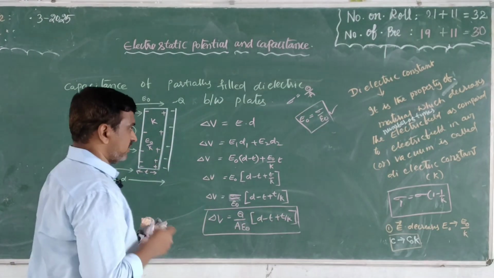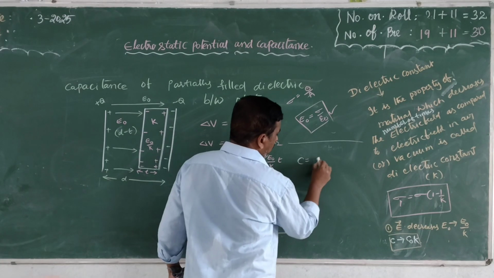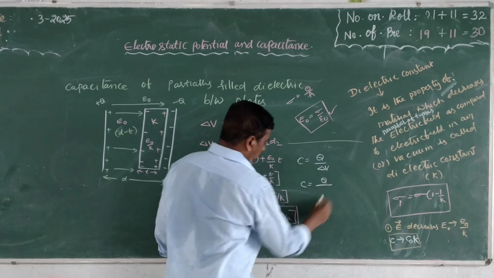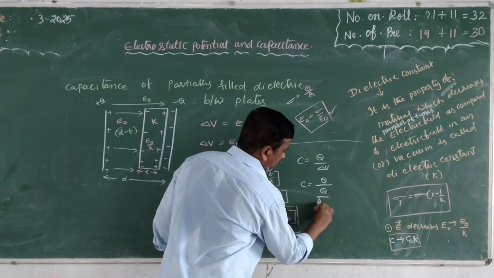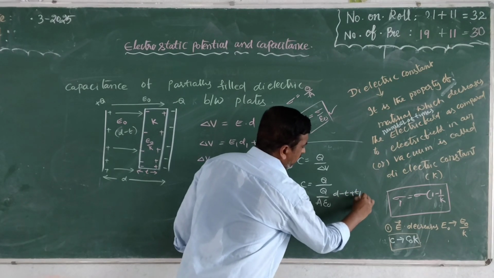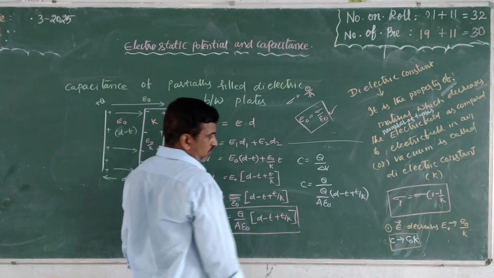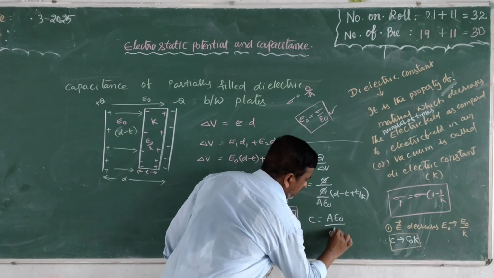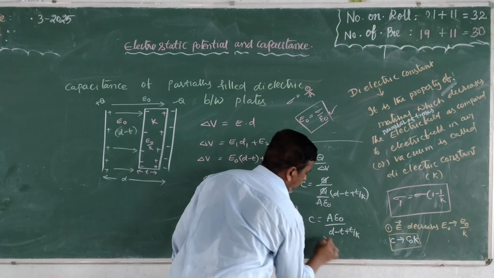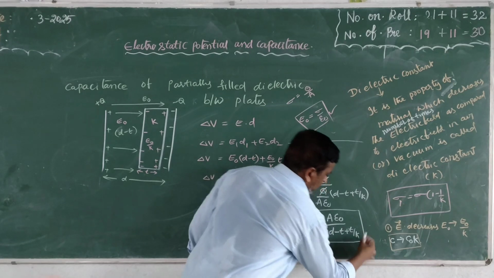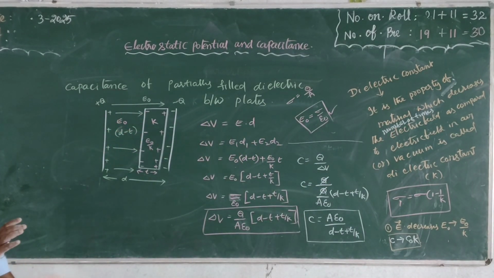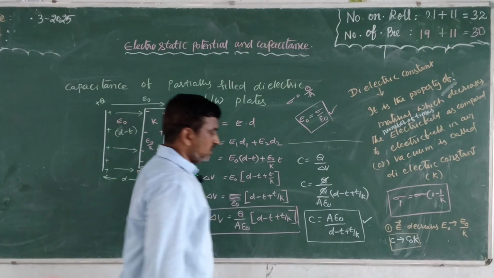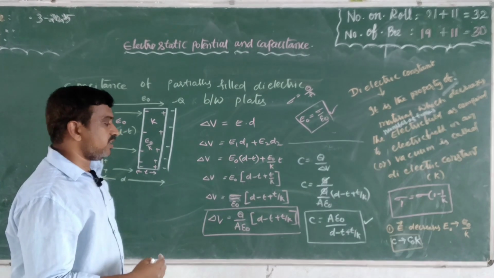Now we find the capacitance. C equals Q by delta V. Delta V is Q by A epsilon naught into d minus t plus t by K. Q cancels, and we get A epsilon naught in the numerator over d minus t plus t by K. This is the capacitance of the partially filled dielectric between the plates: C equals A epsilon naught by d minus t plus t by K.